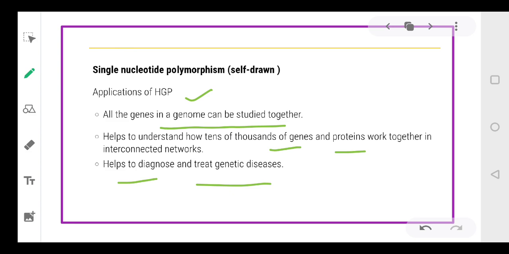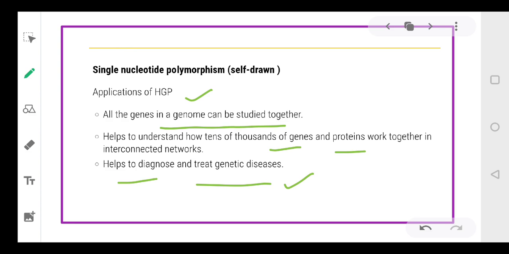And if you remember, we have talked about hemophilia, isn't it? The different genetic Mendelian disorders. So even a difference in a single base pair can account for a disease. So this will really help us to understand the various genetic diseases, and we will be able to find a particular cure for those diseases. Right, everyone?